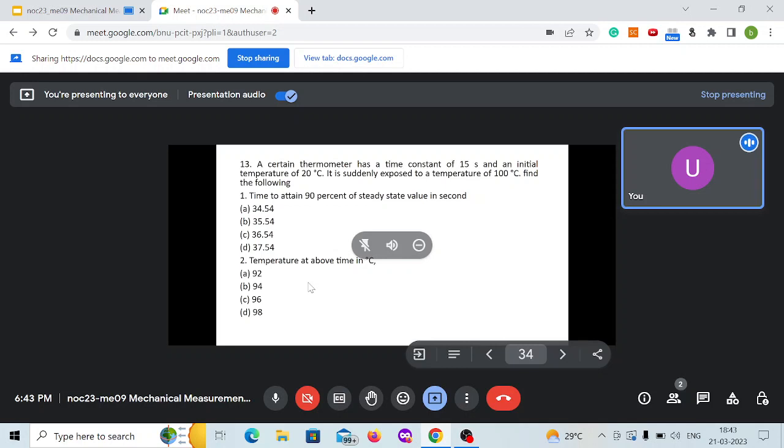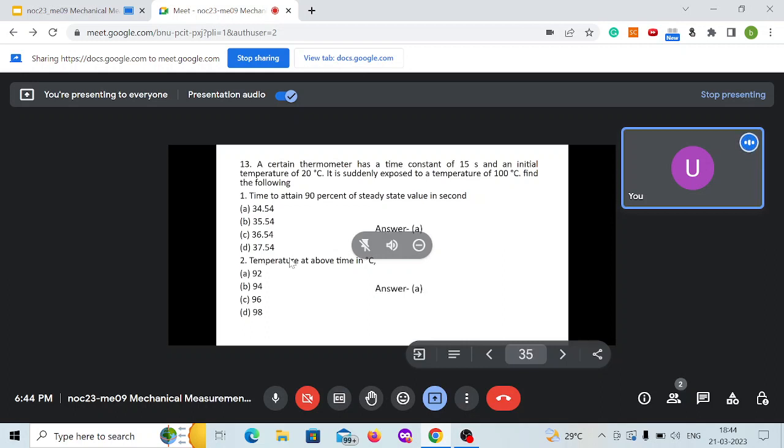So that will be 100 minus 20, which is 80, 63.2% of that plus 20. So that will be the temperature at 15 seconds. Then you have to find at what time the temperature will reach 90%. This is a certain thermometer measurement, so it will be a first order system. You have to take a first order system and solve this. Then you also have to find the temperature at that time, so 90% of that temperature you have to find out.